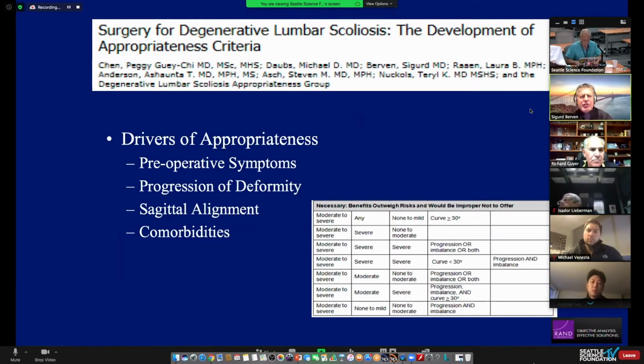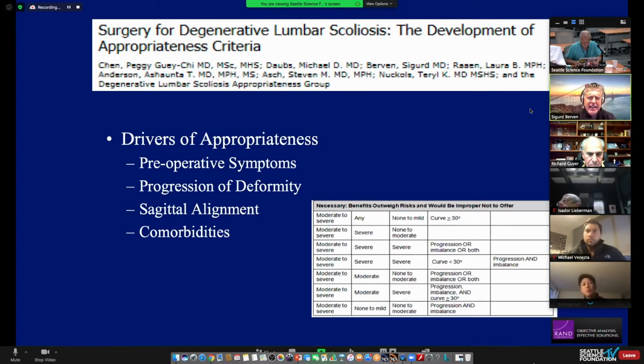So what are the real drivers of appropriateness in surgery? We've done a bit of work on this now, and some of this work has involved the RAND group. And we found that in adult deformity, some of the real drivers of appropriateness have to do with the severity of preoperative symptoms, whether or not a deformity is progressive or if it's stable. Sagittal alignment was a big consideration, and also the comorbidities of the patient.